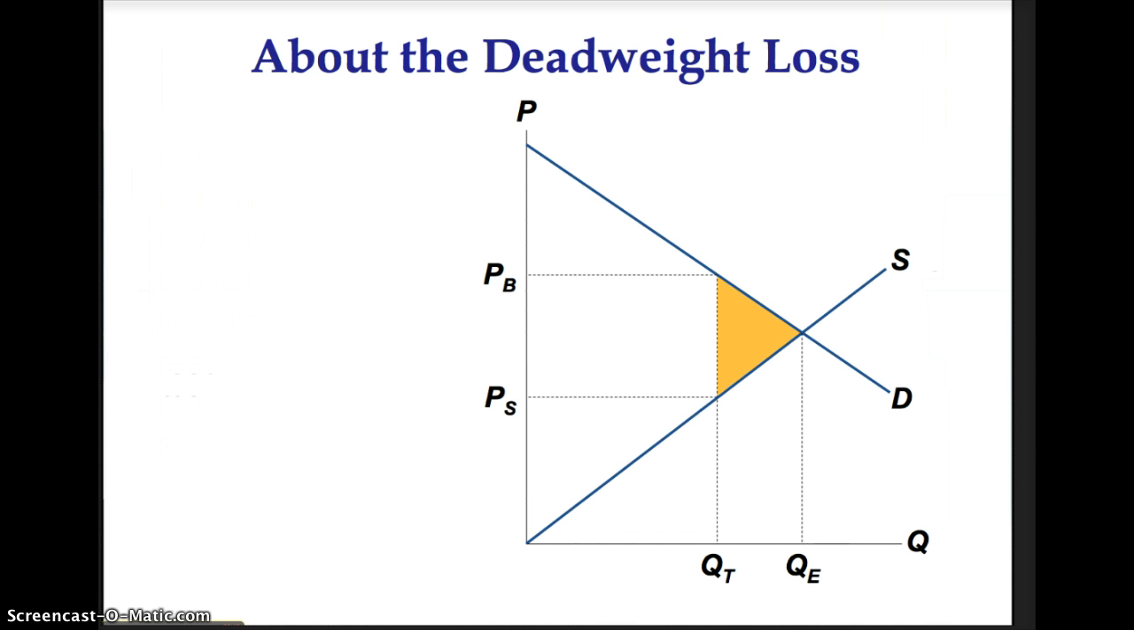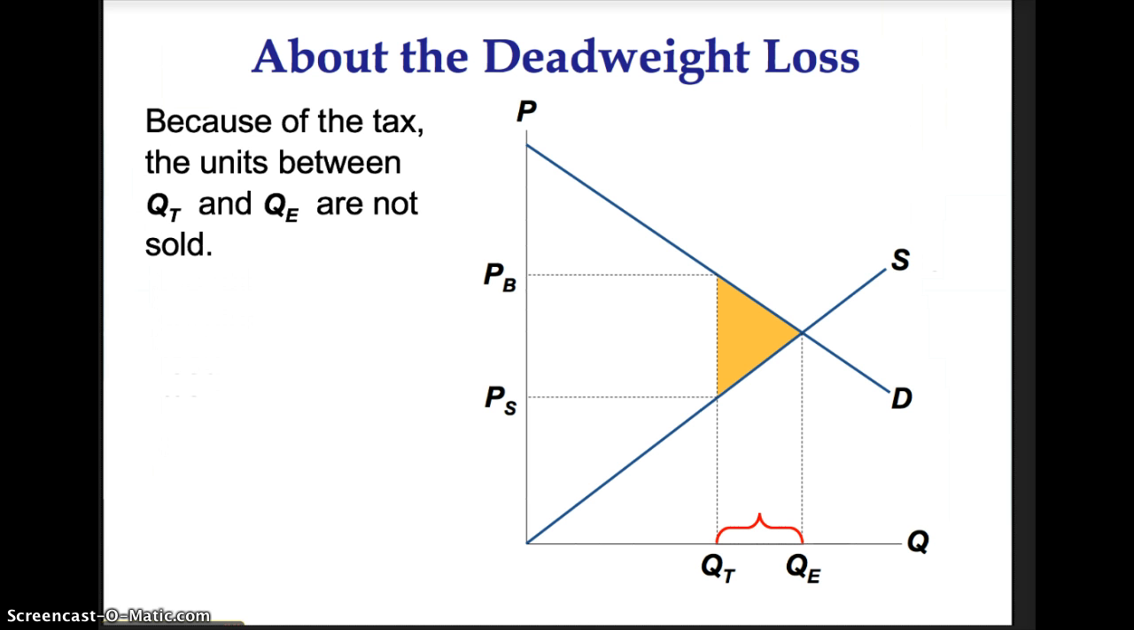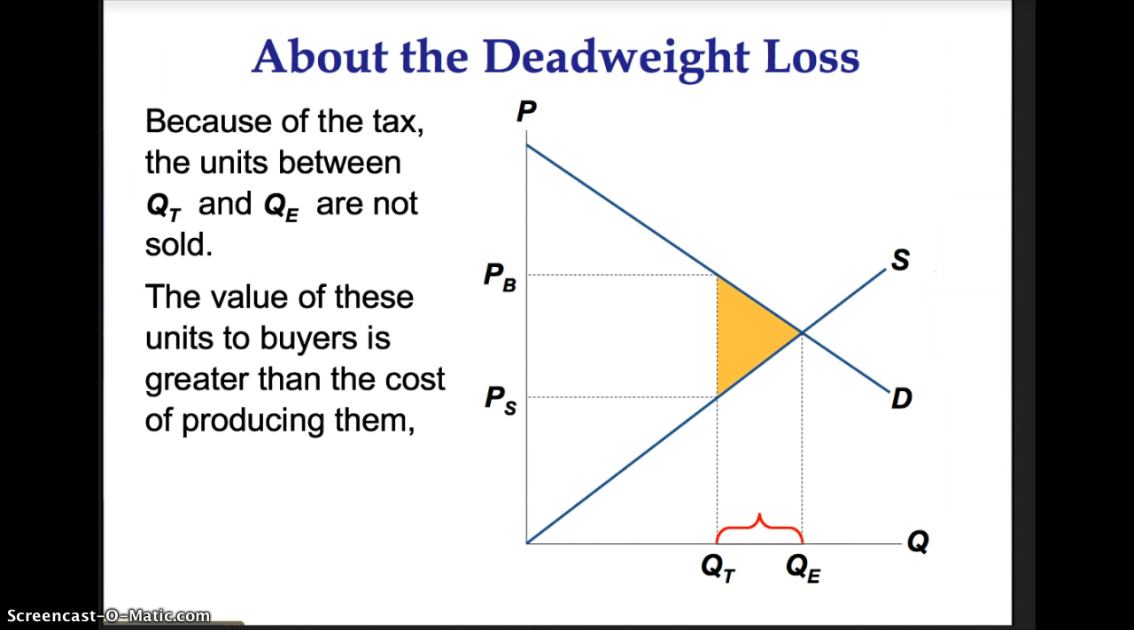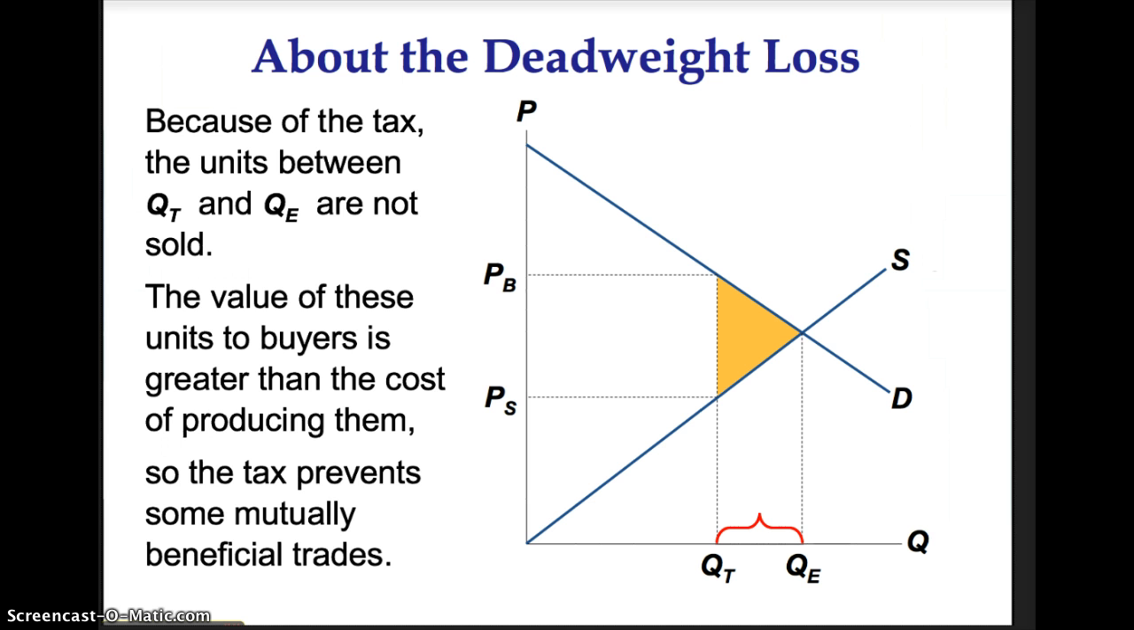Because of the tax, the units between QT and QE are not sold. The value of these units is greater than the cost of producing them, so the tax prevents some mutually beneficial trades.